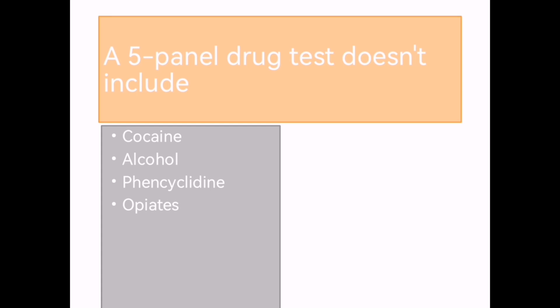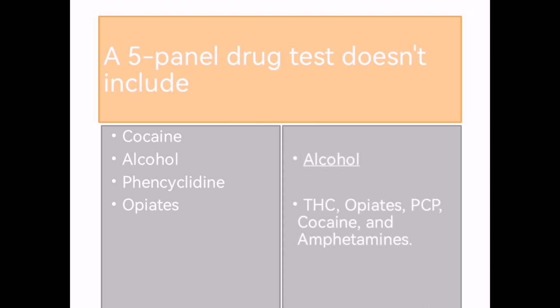Next, a 5-panel drug test does not include A. Cocaine, B. Alcohol, C. Phencyclidine, or D. Opiates. So, sino dito ang hindi kasali sa 5-panel drug test? The answer here is alcohol. So, ang 5-panel drug test or ang 5 drug test lang ay ang THC, opiates, PCP or phencyclidine, cocaine, and amphetamines. Wala o hindi kasali ang alcohol sa 5-panel drug test.